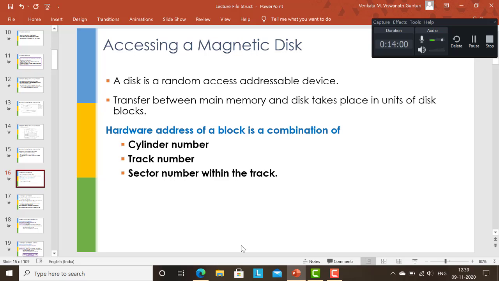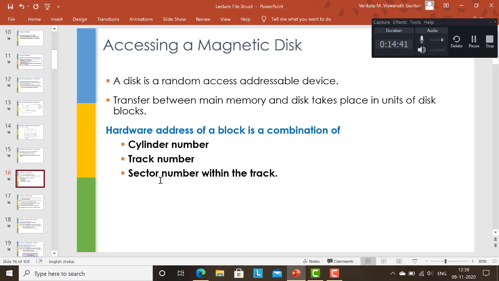So your magnetic disk that you have, it is a random access machine. So that means you can access addresses in random order with no constraints, and you will still be able to get the data that you are interested in, right? And as I said before, the transfer between main memory and your disk always takes place in the units of disk blocks, right? Okay, so your hardware address, as I said, it's a combination of cylinder number, track, and sector within the track, right?